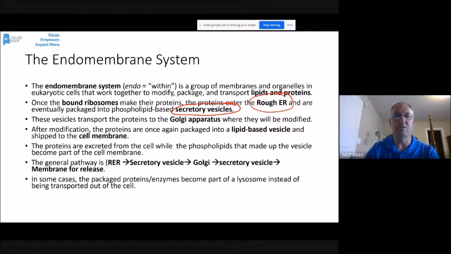Inside the Golgi apparatus, the proteins may get lipids or sugars added to them, so they're modified. Once that modification is done, they break off again in a lipid-based vesicle and move toward the cell membrane. So essentially, the general pathway is the proteins move from the ER into a secretory vesicle to the Golgi apparatus. There they're modified. They break away again in a secretory vesicle, which will then head for the cell membrane where the proteins will be released. And again, remember, sometimes those proteins become part of the lysosome or the cell membrane.